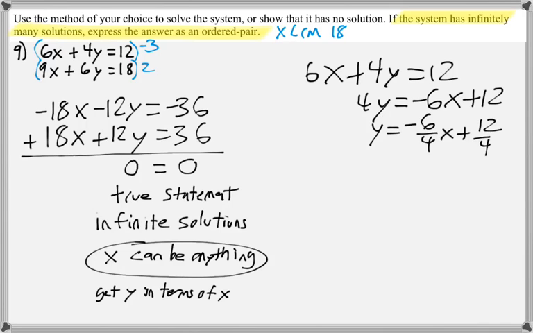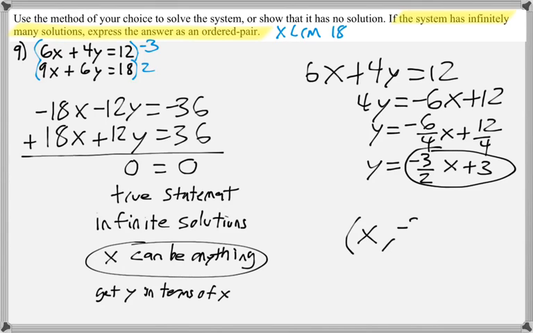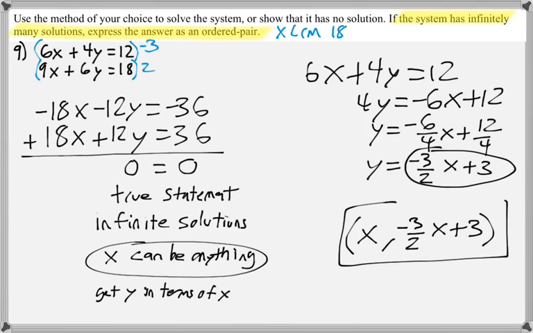And then that's going to reduce to -3/2 times x plus 3. So my final answer is going to be x comma -3/2 x plus 3. So this will be able to generate an infinite amount of solutions. So you would pick an x and then plug that in here to get the corresponding y.